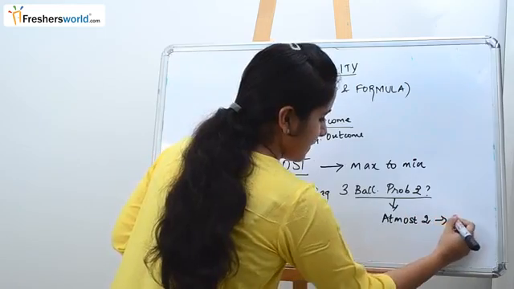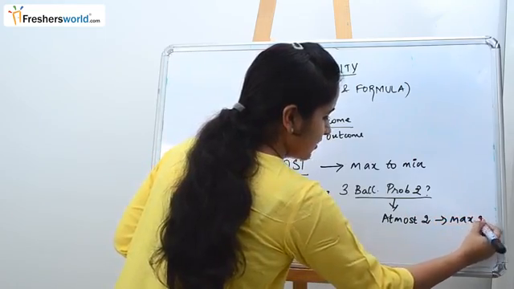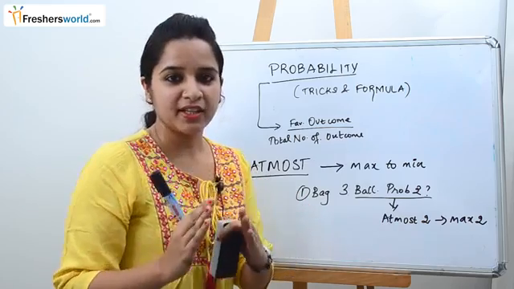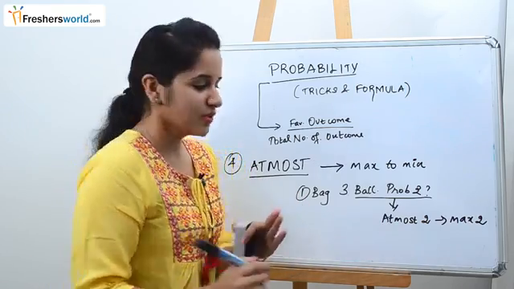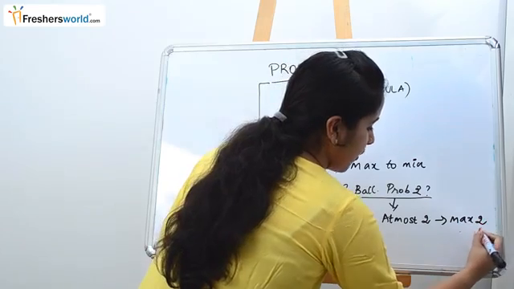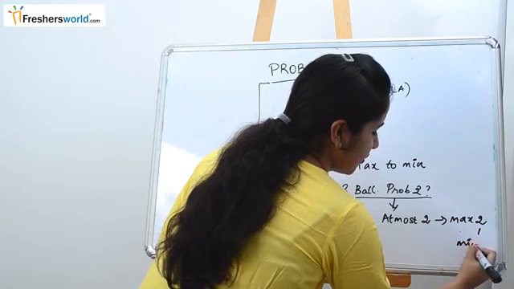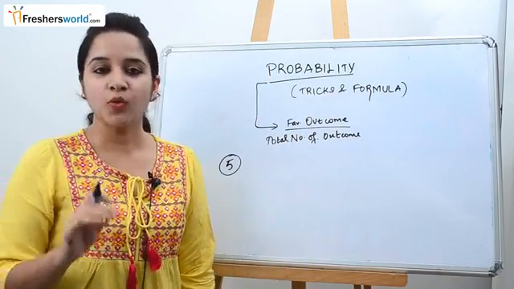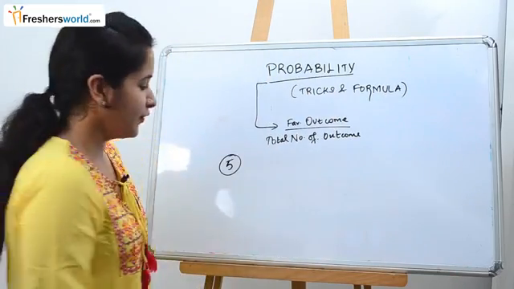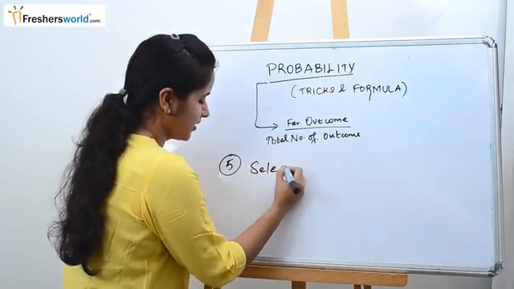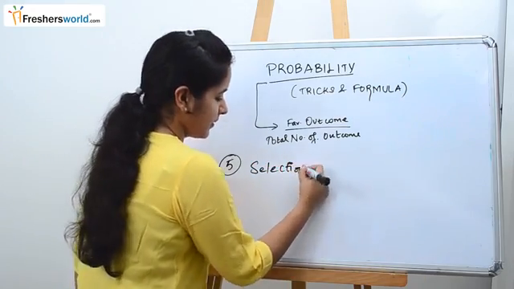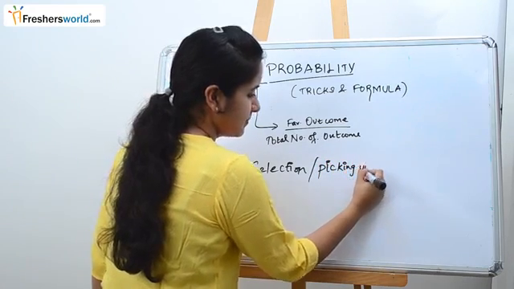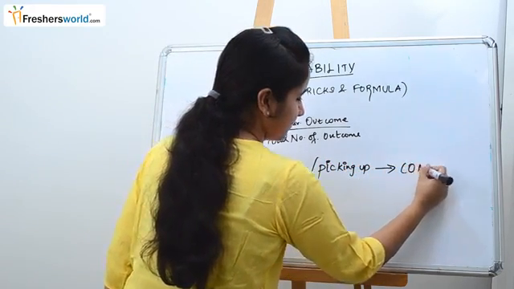which means the maximum is 2 balls. Then the middle part is 1, and then the minimum that you need to know is 0. So maximum to minimum. The fifth most important trick is, if you see the word selection or picking up, it means combination.